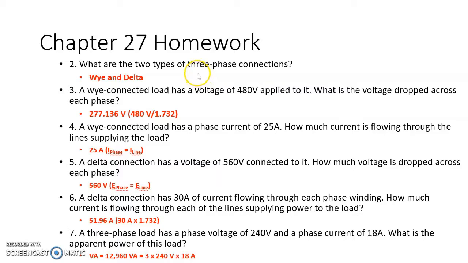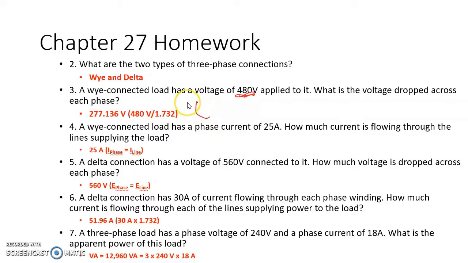Number 3, we have a Y-connected load with a voltage of 480 volts applied to it. What is the voltage across each phase? So loads are connected to the line terminals, and so that means this 480 volts, that is line voltage. And if you look on page 626 in the middle, you'll see the formula for this.